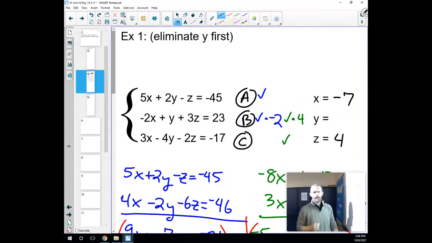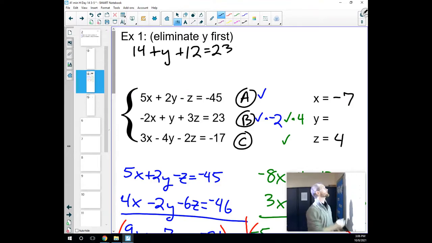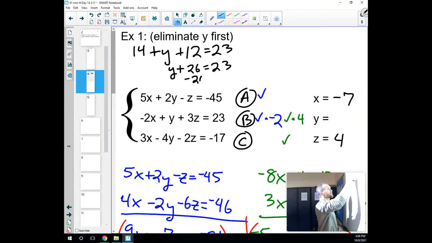Let me see. Let's use, I think B is going to be the easiest. So that's going to be -2 times x. That's -2 times -7. That's positive 14. Plus y is plus y because that's our one remaining unknown. Plus 3z, that's going to be plus 3 times 4 is 12, equals 23, and then we just simplify and solve. This becomes y plus 14 and 12 is 26, equals 23. Take away 26 from both sides.